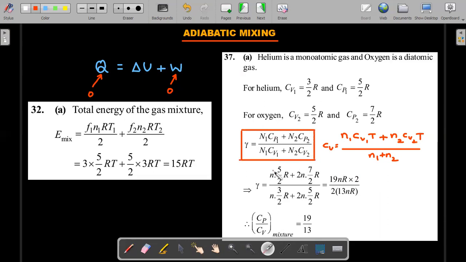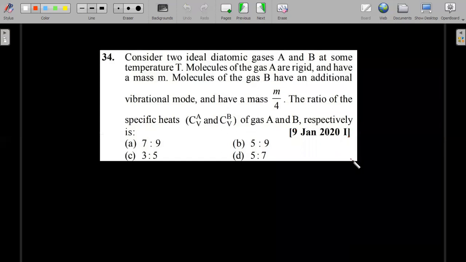Substitute the required conditions given in the question, and you'll get 19 by 13. Or you can directly do this: after solving for CV, you just add R to it, you get CP, and then take the ratio. Do it this way or this way, it should give you the same result. Okay, so let's move forward.